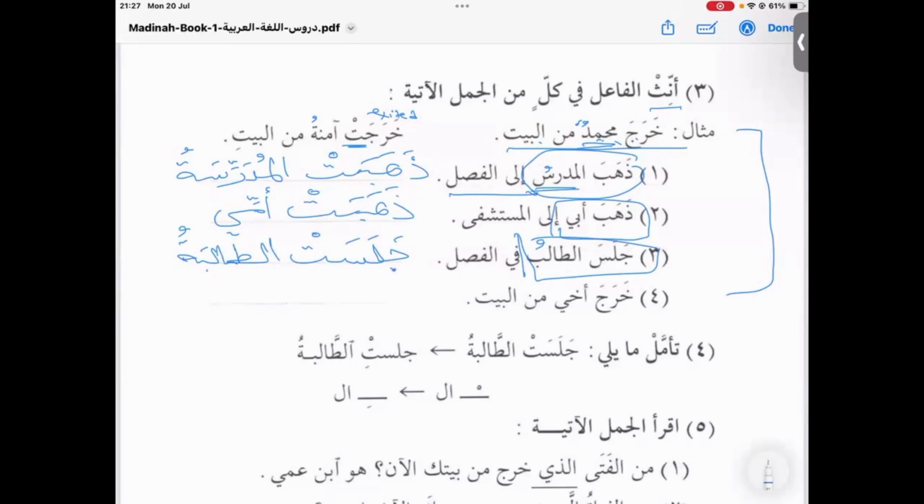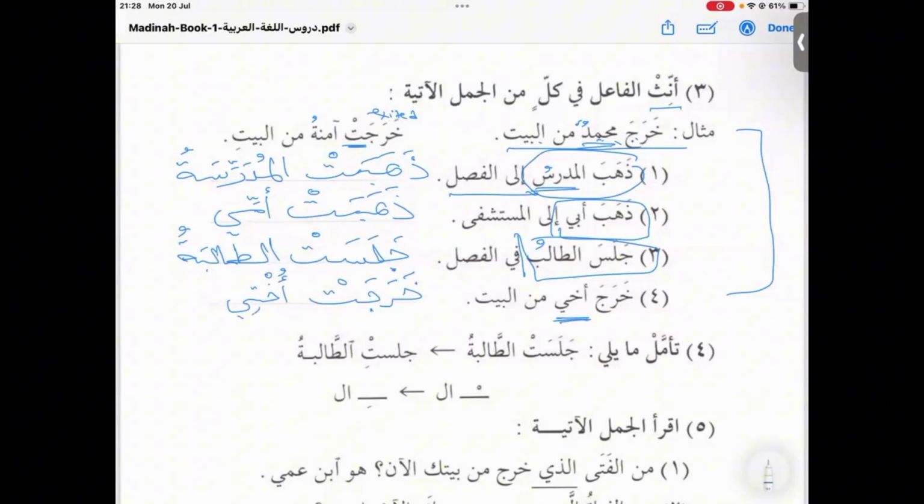And then the last one is خرج أخي من البيت. أخي is the fa'il. My brother left the house. That becomes خرجت, and أخي becomes أختي. My sister left the house.